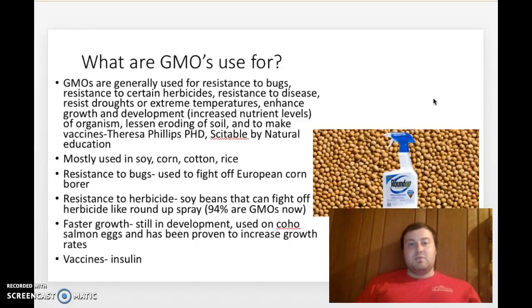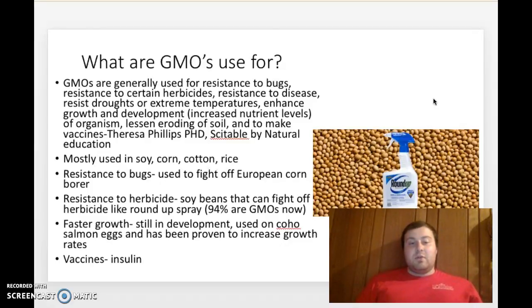GMOs are usually used in crops such as soy, corn, cotton, and rice. For resistance to bugs, they are used to fight off the European corn borer, which is like a moth type insect that really likes to eat corn, and it's a huge problem for them. For resistance to herbicide, it's usually soybeans that have some type of resistance to Roundup or other popular pesticides, and 94% of soybeans are now GMOs.